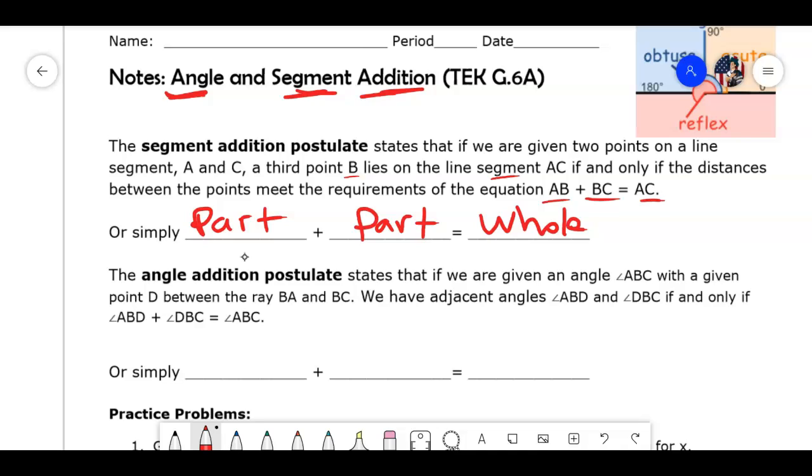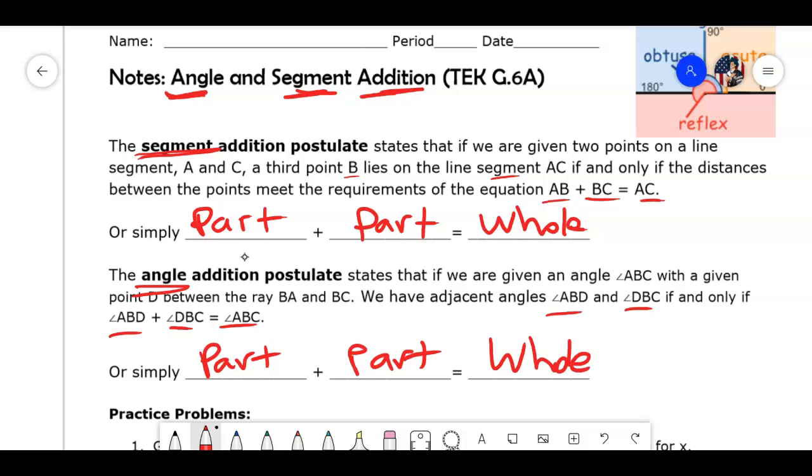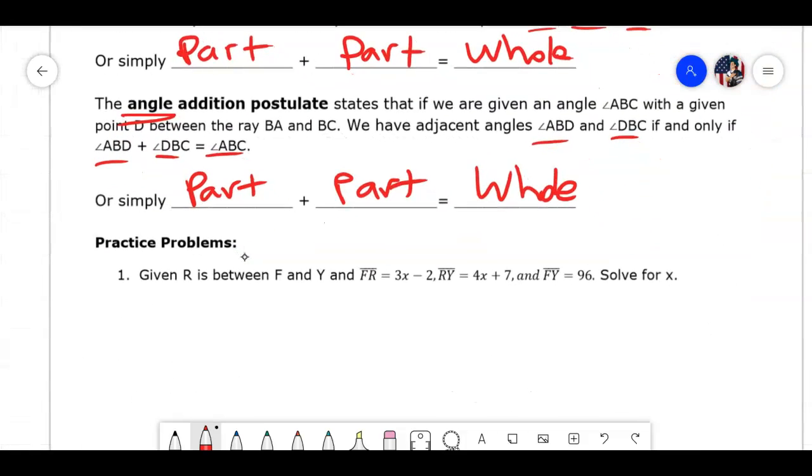All right. So now for angles, so that was for segments. The part plus the part equals the whole. What about for angles? Same thing, okay? If you have an angle ABC, D is between it, then ABD and DBC add up to the whole thing, ABC. So once again, part plus part equals the whole. I hope you get sick of hearing that today, because you understand that the part plus the part equals the whole, okay? So let's see how that works out.